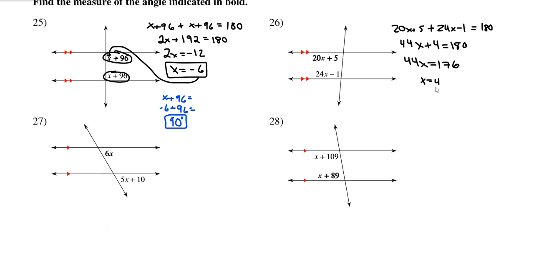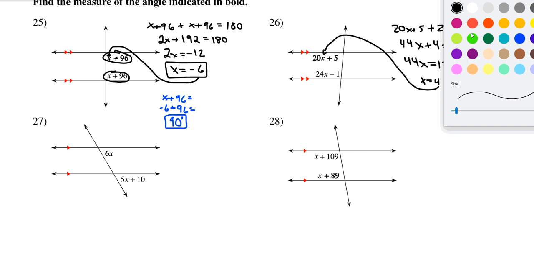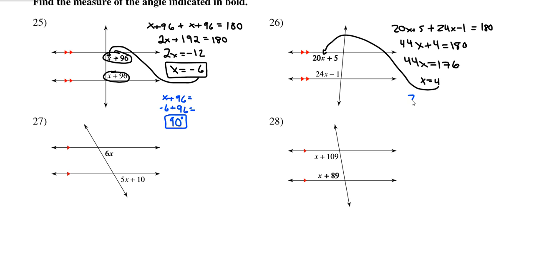But again, that's not my answer. I need to find the angle measure in bold here, so I need to plug 4 back in for x. So I'll use my different color here. So 20x plus 5 becomes 20 times 4, because x is 4, plus 5. So this is 80 plus 5, which is 85. So the angle measurement is 85 degrees.